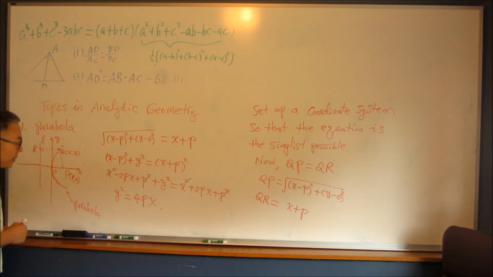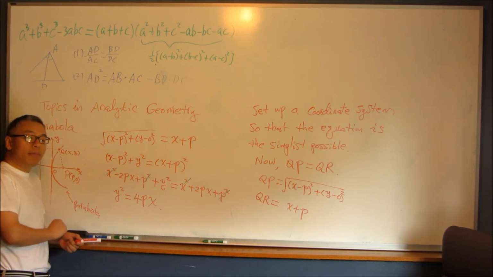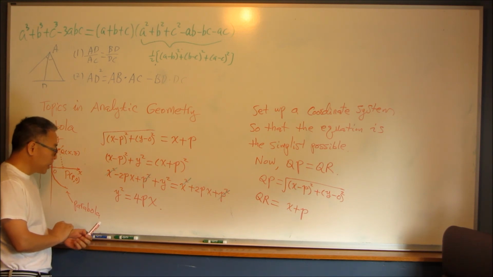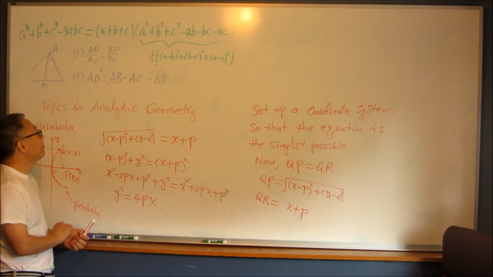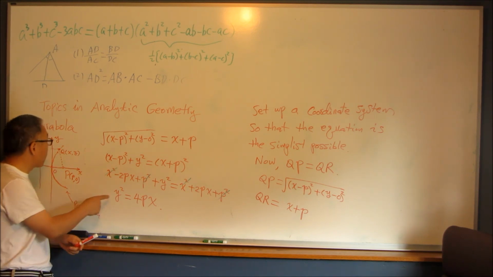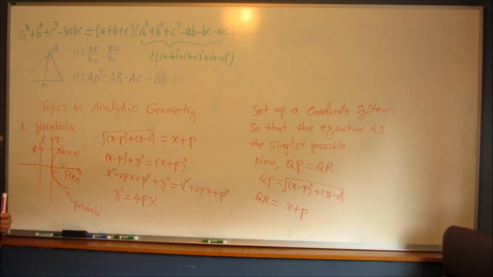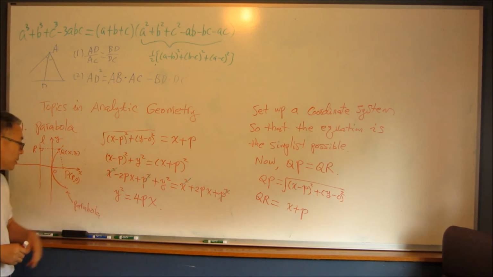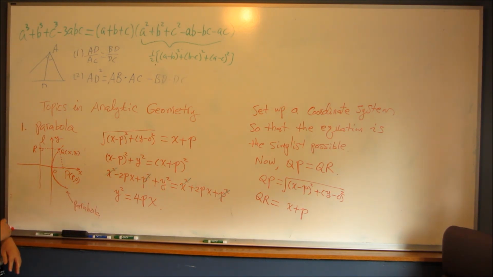That's the equation of the parabola. This is one of the standard forms of a parabola. A parabola may take another standard form, and this one is one of them. So this equation corresponds to the coordinate system set up like that. Okay, let's take a break.